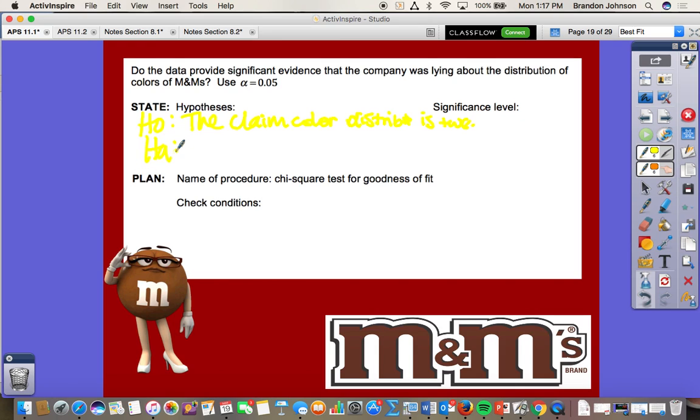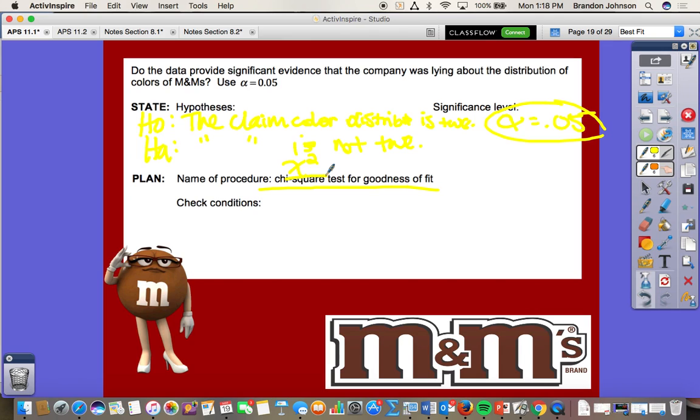What's the alternative? The claim is not true. So I would just say the same thing: the claim color distribution is not true. The significance level is 0.05. If it doesn't state one, we assume 0.05. Here's a side note: the test is a chi-square test for goodness of fit. Thanks to Morgan, she helped us understand you could also put the chi-squared symbol. That is sufficient as well.